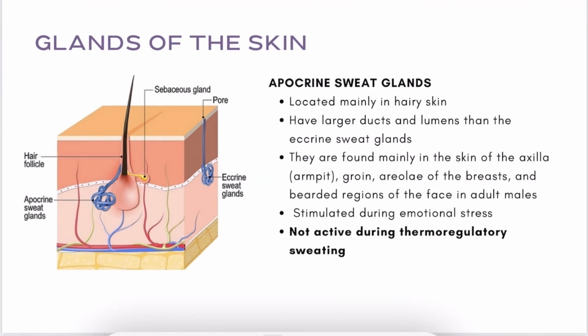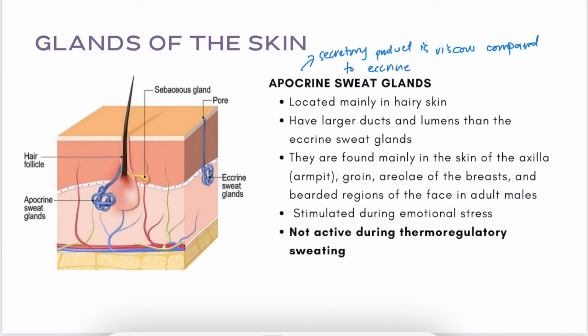Next, we have the apocrine sweat glands, which are located mainly in hairy skin. Apocrine sweat glands, like eccrine sweat glands, are simple, coiled tubular glands, but they have larger ducts and lumens than the eccrine sweat glands. They are found mainly in the skin of the axilla, the groin, the areola of the breasts, and bearded regions of the face in adult males. Their secretory product is slightly viscous compared to eccrine secretions and contains the same components as eccrine sweat plus lipids and proteins.